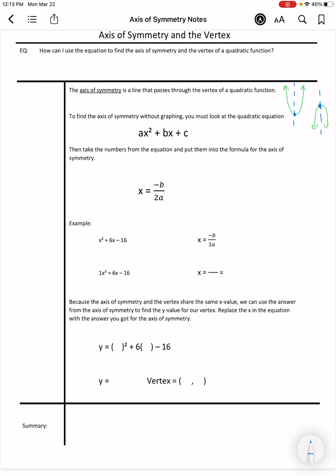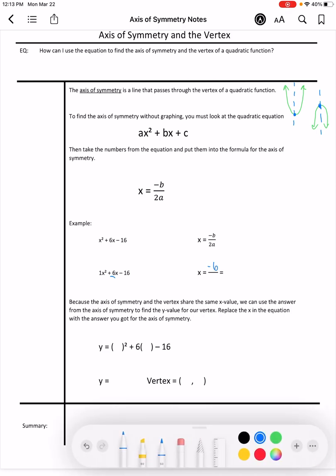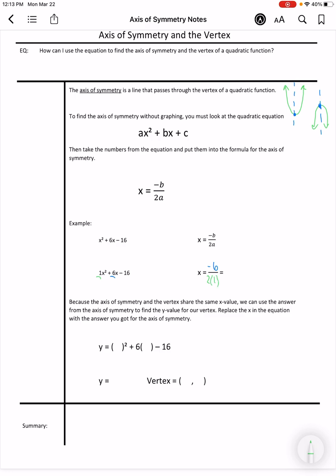So if we have an example of x squared plus 6x minus 16, then we would add the 1 in front of the x squared so we could see it. The opposite of B, well, the B number in this case is 6, and so the opposite of that would be negative 6. Our A number is 1, so we would go 2 times 1. That becomes negative 6 divided by 2, which is negative 3. So the x coordinate of our vertex is negative 3, and that's also the equation for our axis of symmetry.